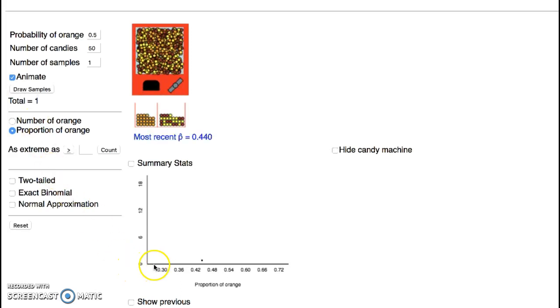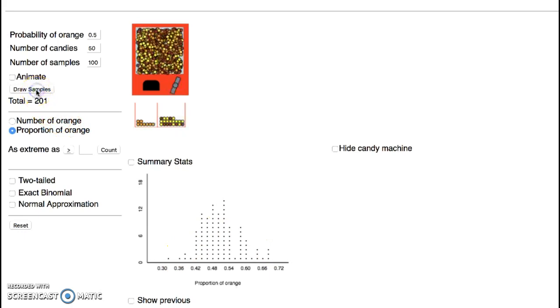Notice on your x-axis, they've spaced it out a little bit differently, but you could still have anywhere between 0% orange and 100%, but it's not as likely maybe that we're going to see those extremes. So notice in this example, we're seeing a p-hat of 0.44, and we've got that plotted. Let's go ahead and I'm going to do 100 samples at a time. Take off my animate, quickly turn them out, and plot 100. Let's plot 100 more.